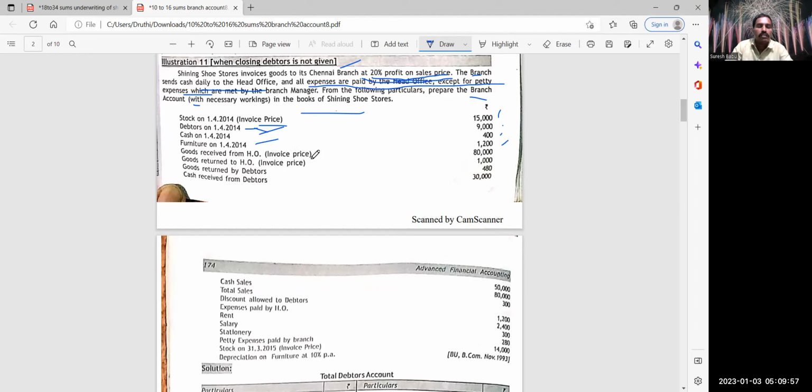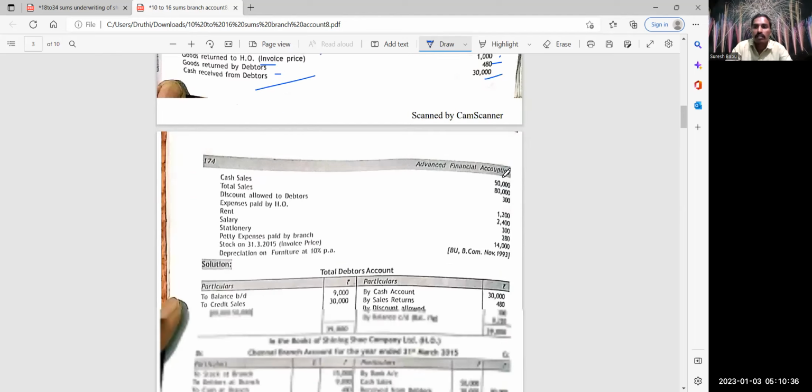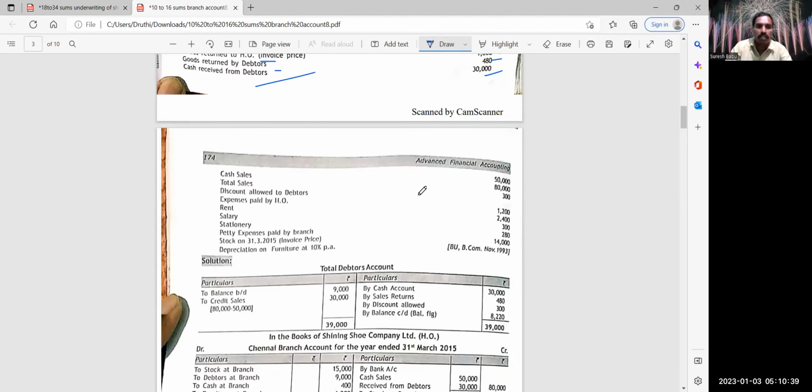Goods received from head office, invoice price 80,000. Goods returned, invoice price 1,000. Write 80,000 in the inner column, minus 1,000 in the inner column, 79,000 net goods sent. So on the opposite side, credit side, by goods sent to branch, and the profit is 79,000 into 20 by 100. Goods returned by debtors, very important, 480. It is to be recorded in the debtors account, memorandum debtors. Cash received from debtors, 30,000. It is to be recorded both in the branch account as well as memorandum debtors.